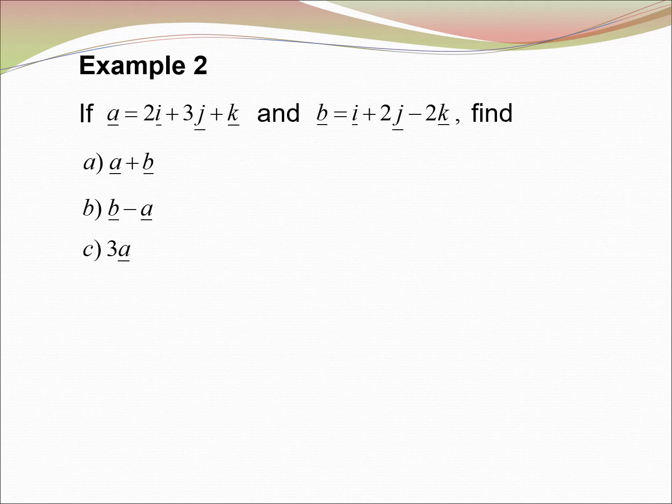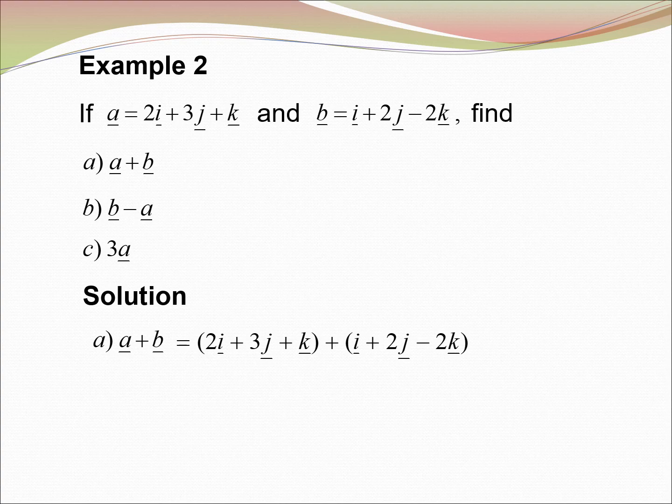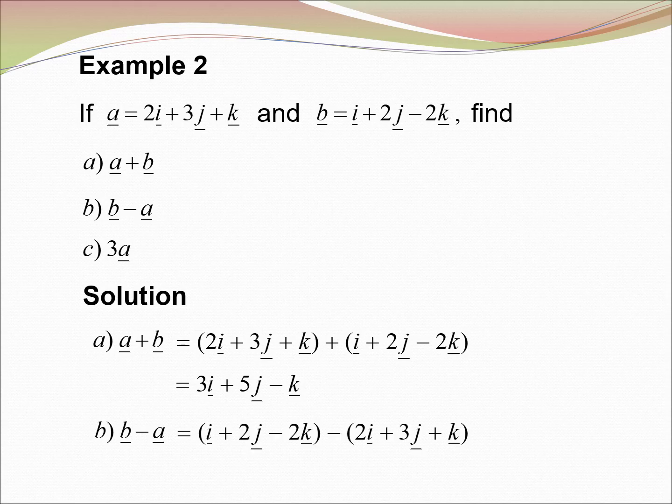Example 2. If vector a is equal to 2i plus 3j plus k and vector b is equal to i plus 2j minus 2k, find A, vector a plus vector b, B, vector b minus vector a, and C, 3 times vector a. For vector a plus vector b, first we substitute vectors a and b, and then we simplify. For the addition, we must add the same components. So we will get 3i plus 5j minus k. Then for vector b minus a, it is equal to negative i minus j minus 3k.